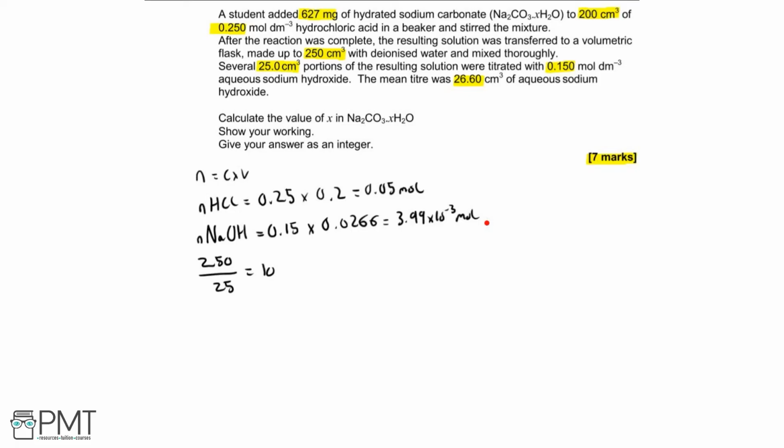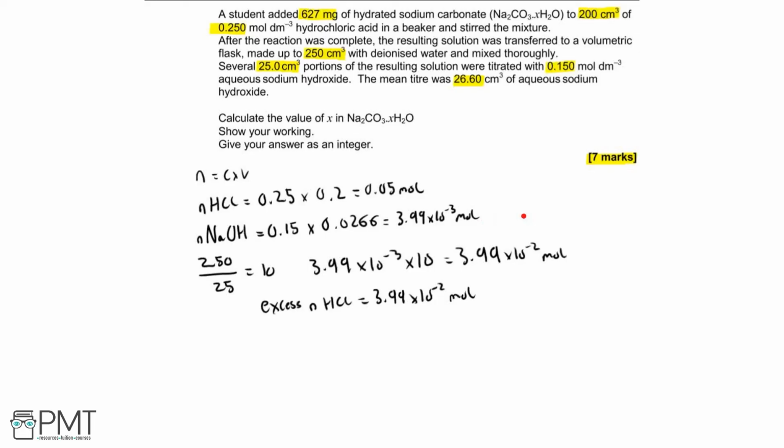So we are working with just a tenth of the overall solution. So what we're then going to do is 3.99 times 10 to the minus 3 times 10 to get 3.99 times 10 to the minus 2 moles. And this is equal to the total moles of excess HCl. So our excess moles of HCl are equal to 3.99 times 10 to the minus 2 moles.